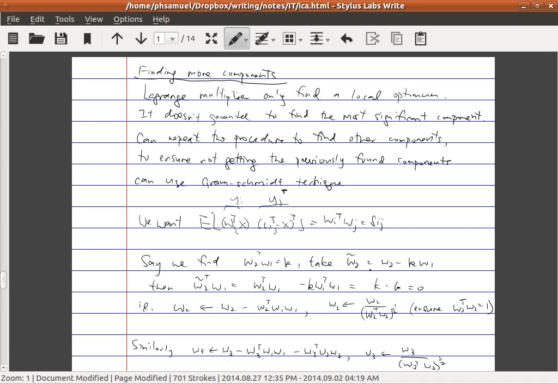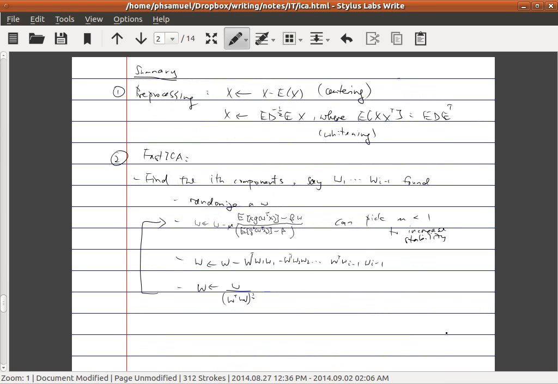Similarly, we can repeat the same thing if we have a new candidate w3. Instead of just taking w3, we subtract the previously found components using Gram-Schmidt, and then normalize it. Okay, then this is basically the whole ICA algorithm.